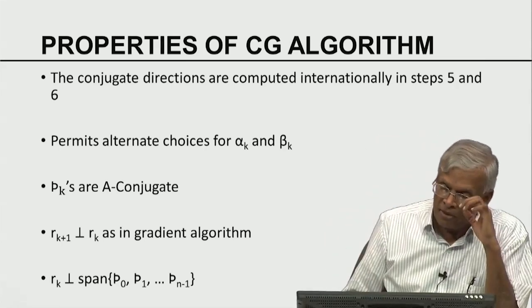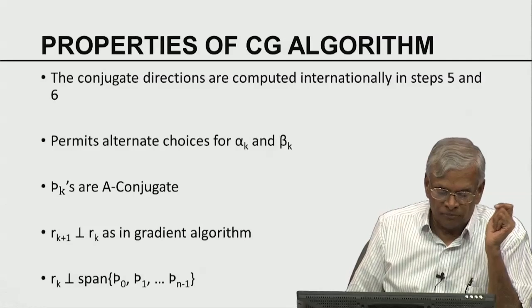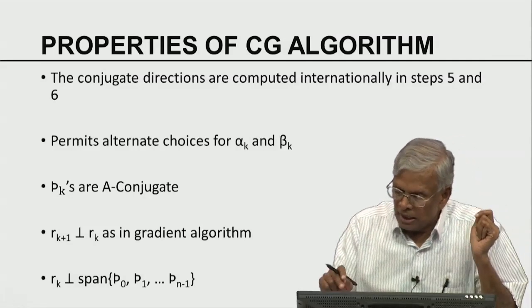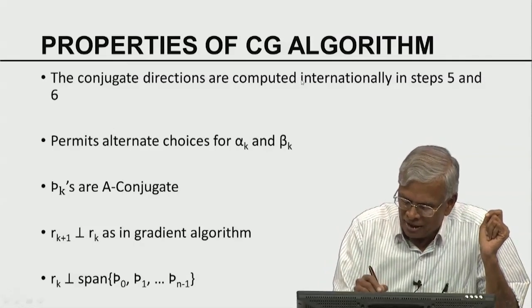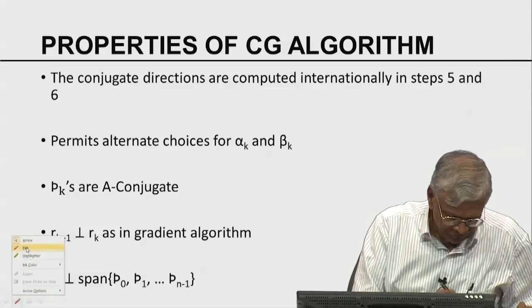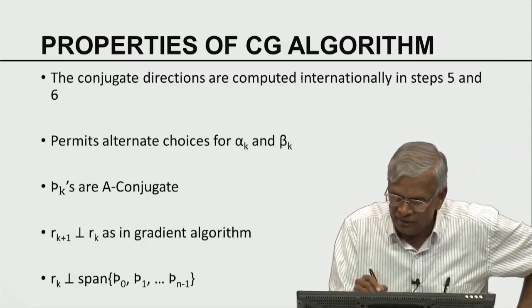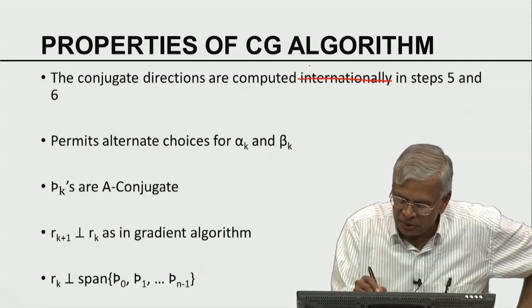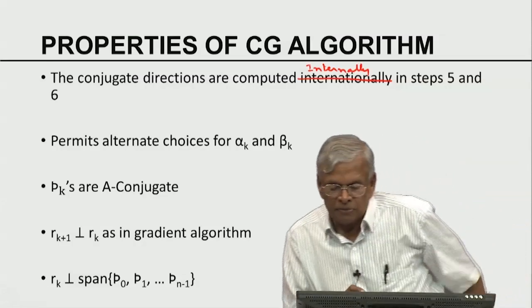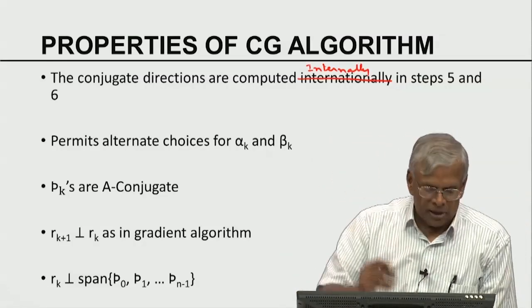and here is the summary of the properties of the conjugate gradient algorithm, CG. The conjugate directions are computed, it's not internationally, I'm sorry, there is an error. That's a typo. Internally, it is computed internally in steps 5 and 6, not given a priori.